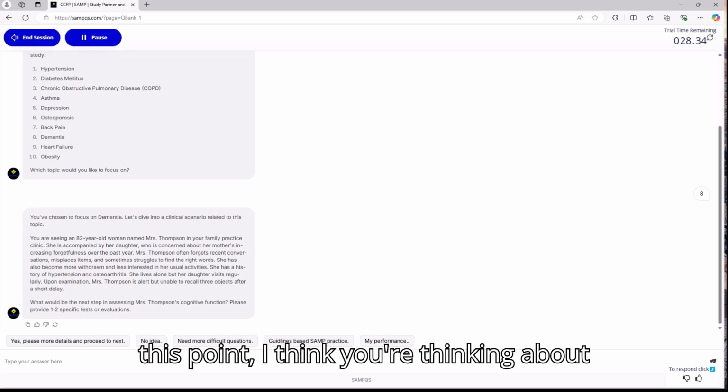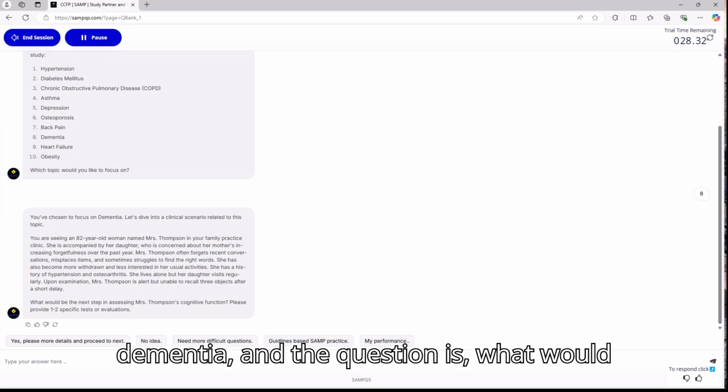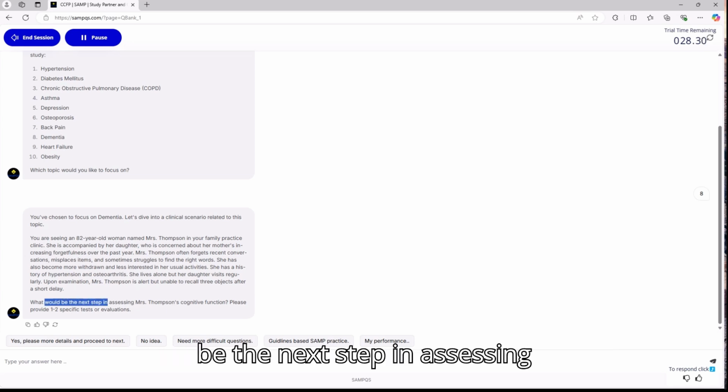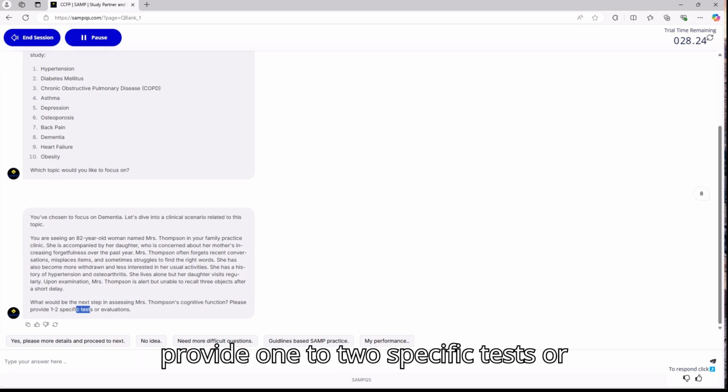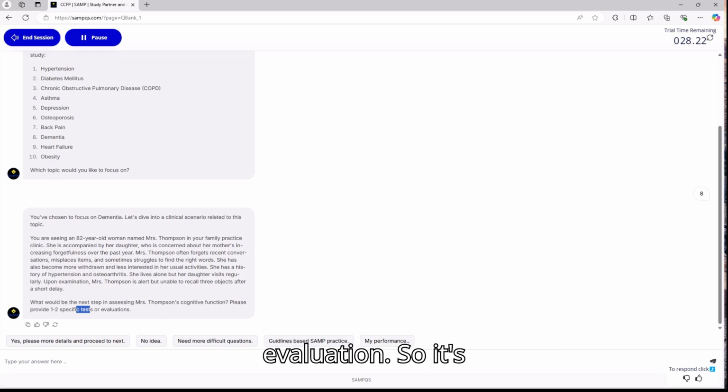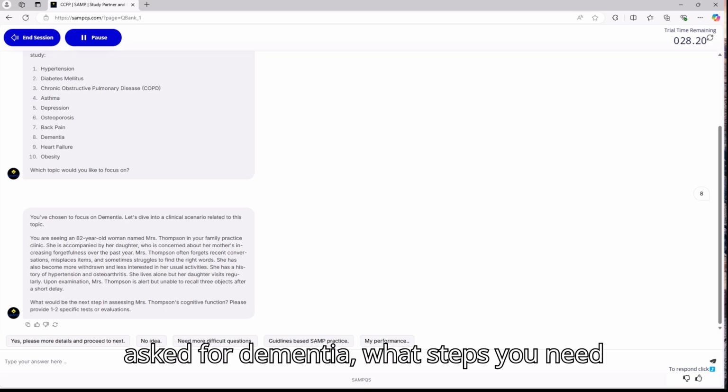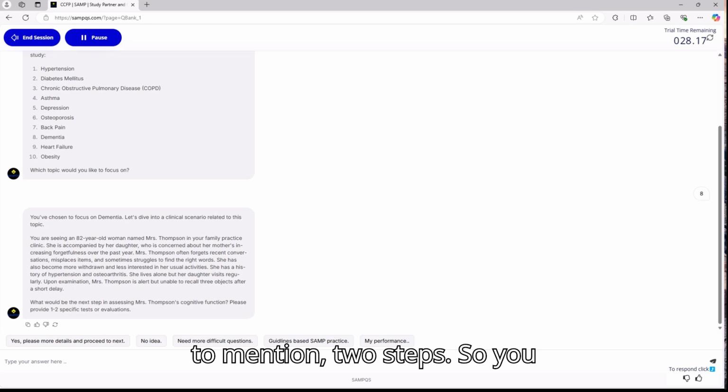So at this point, I think you are thinking about dementia, and the question is, what would be the next step in assessing Ms. Thompson's cognitive function? Please provide 1 to 2 specific tests or evaluations. So it's asking about dementia. What steps? You need to mention 2 steps.